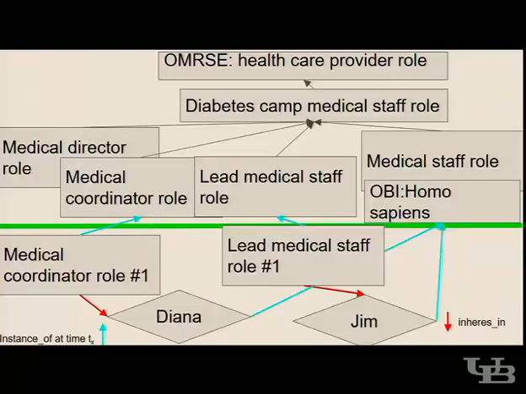Analogously, an instance of a medical coordinator role might inhere in some other person, let's say Diana. And that's her real name. That's her real medical coordinator's name.